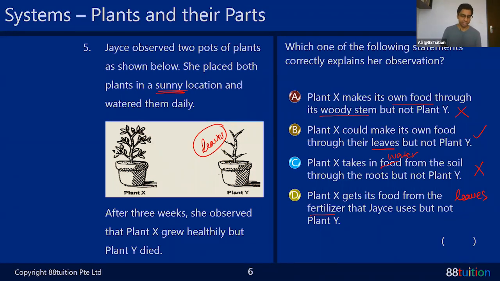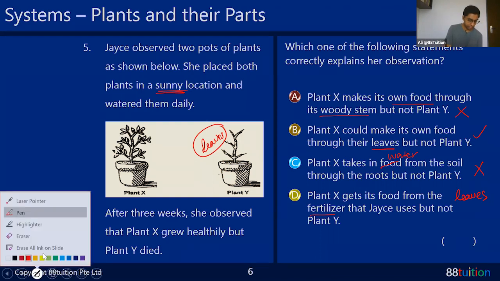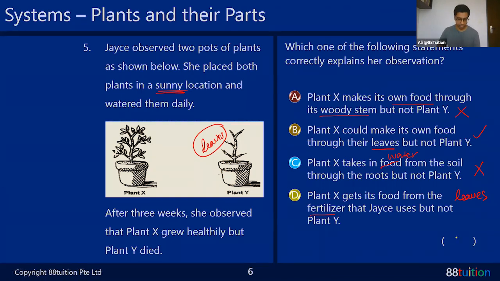Therefore, plant X will grow well. Plant Y will not grow well because of the lack of leaves on plant Y. So the answer is C. Is it C? No, B.